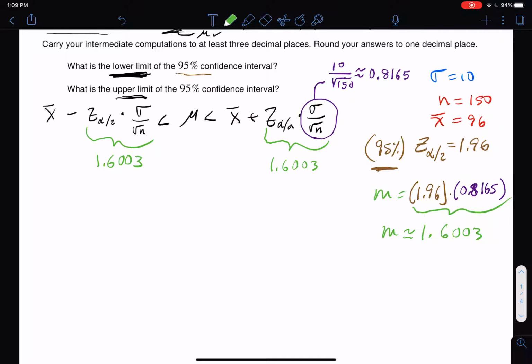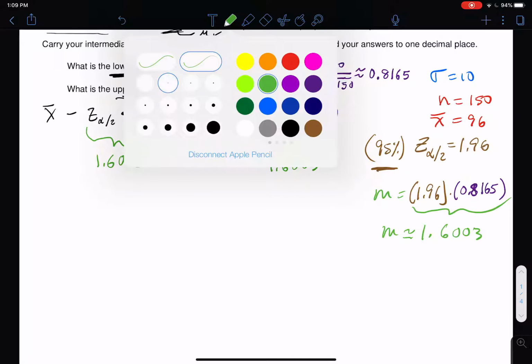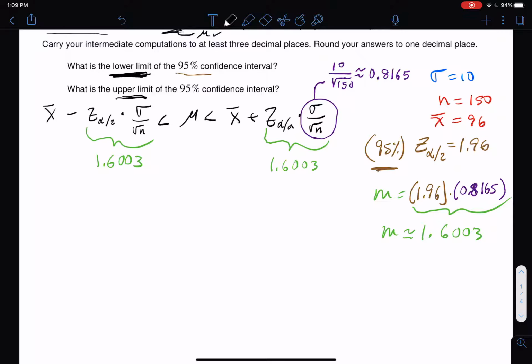And this is really going to help us to figure out our upper and lower bound, because the other piece we want is our sample mean, which is 96. So our sample mean is 96, and we have our sample mean over here, which is 96. So how do you find the lower and upper bound with this margin of error? Well, to find the lower bound, it's the sample mean minus my margin of error.